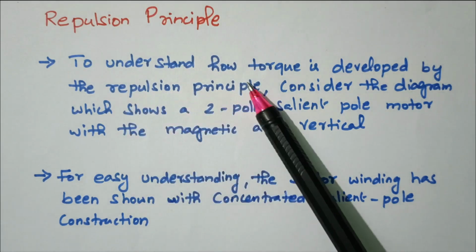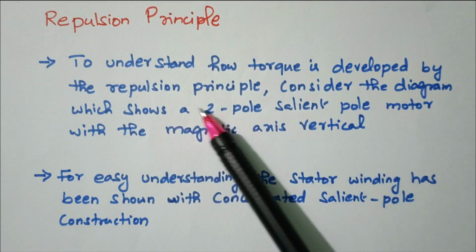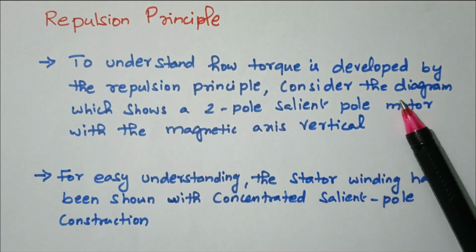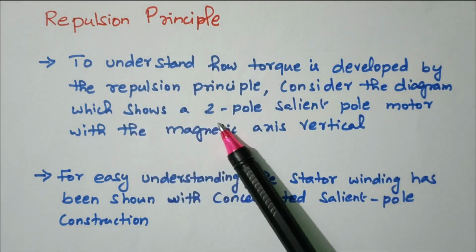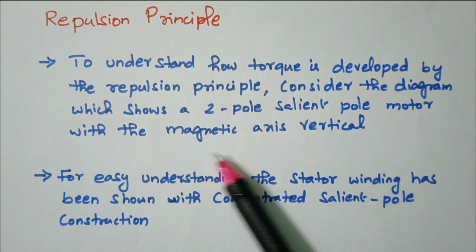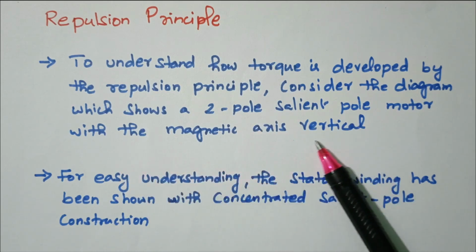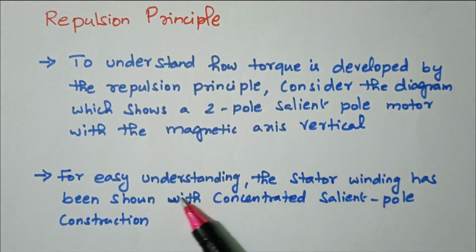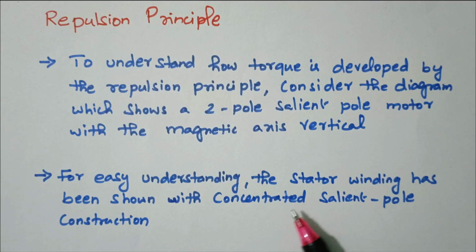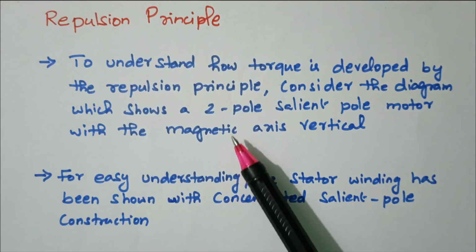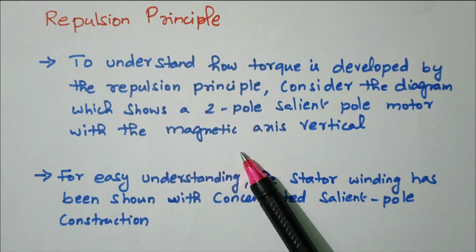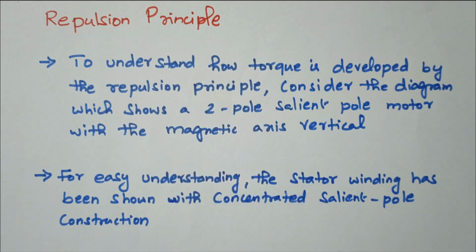To understand how torque is developed by repulsion principle, consider the diagram which shows a two-pole salient pole motor with magnetic axis vertical. For easy understanding, the stator winding has been shown with concentrated salient pole construction. Right? Now we'll see the diagram. Two-pole salient pole with a magnetic axis vertical. We'll see the diagram now.